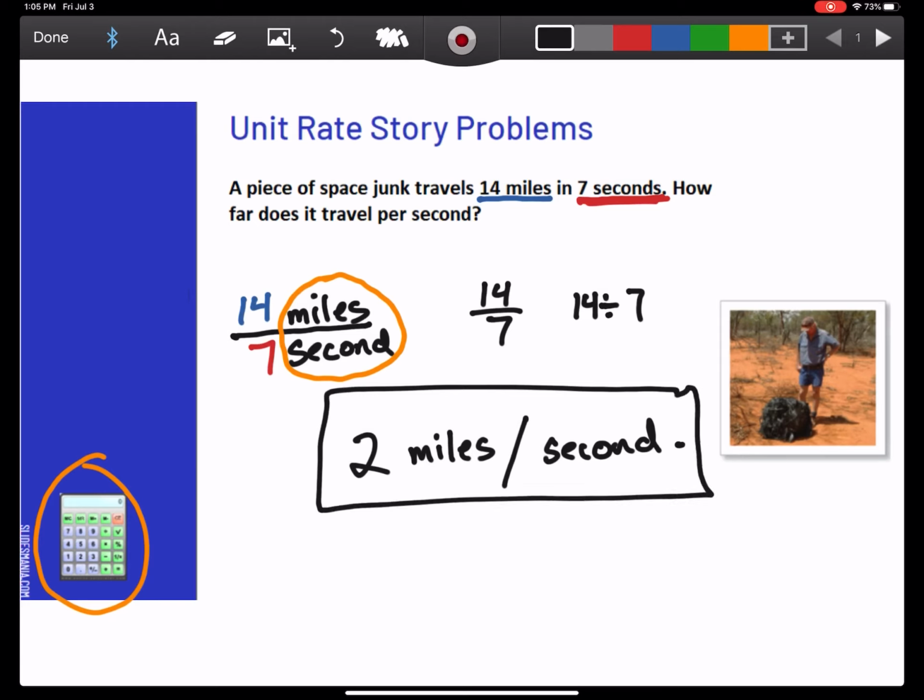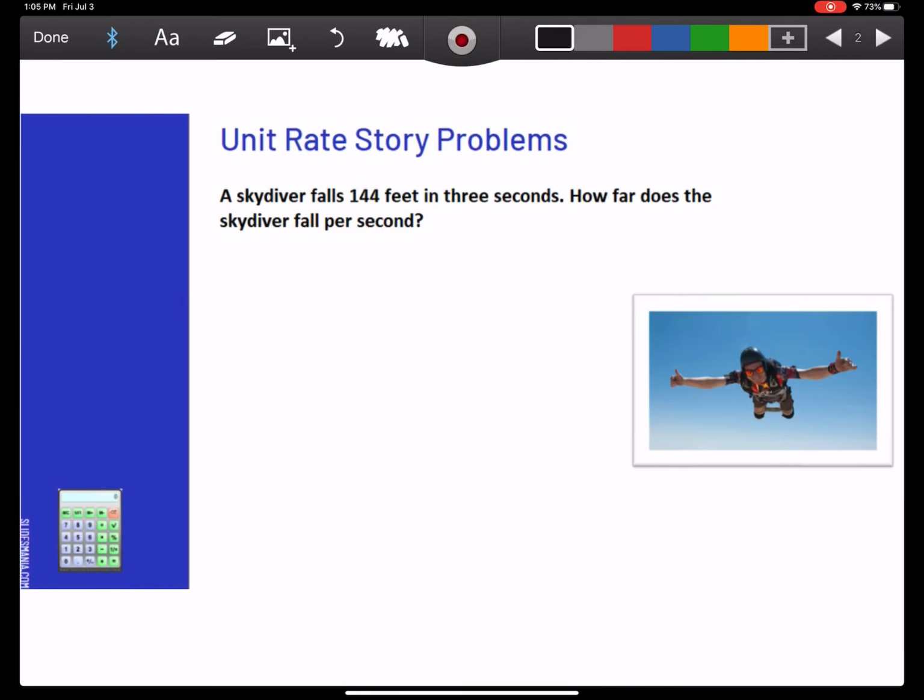Now, I don't want to just leave you with one example, so we're going to do a couple more. Here we have a problem. It says a skydiver falls 144 feet in 3 seconds. How far does the skydiver fall per second? Once again, you go ahead and underline the pertinent information. 144 feet.